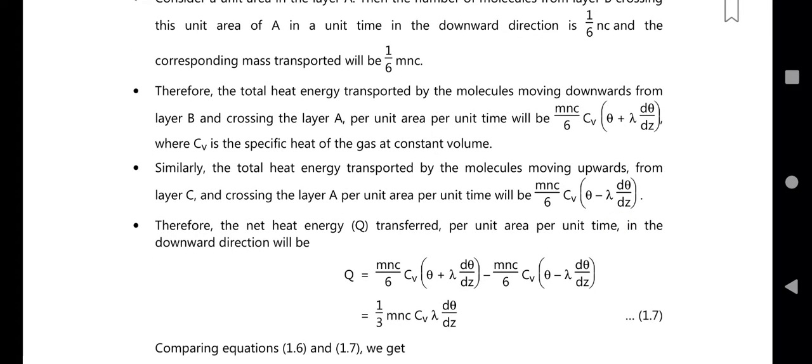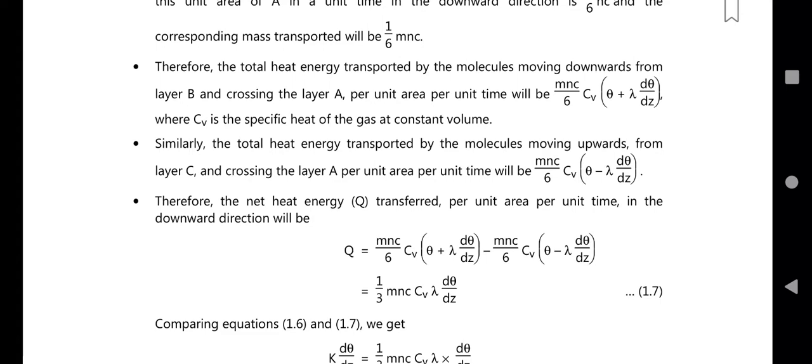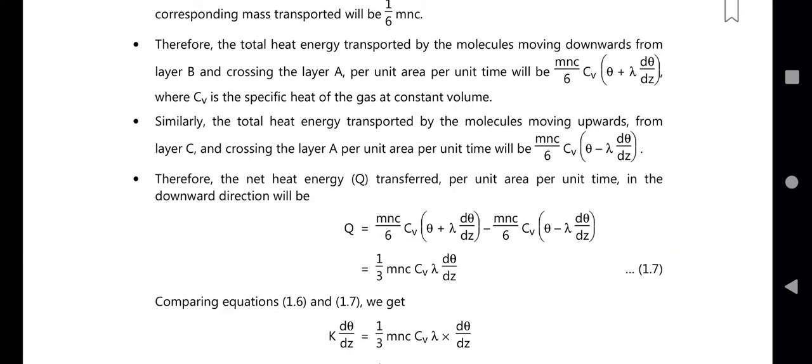Same equation as before. Therefore the total heat transported by the molecules moving downward from layer B and crossing layer A per unit area per unit time will be mnc/6 × CV (θ + λ dθ/dz). The earlier derivation was the same, only this term CV was not there, where CV is the specific heat of the gas at constant volume. Similarly, the total heat energy transported by the molecules moving upward from layer C and crossing layer A per unit area per unit time will be mnc/6 × CV (θ − λ dθ/dz).